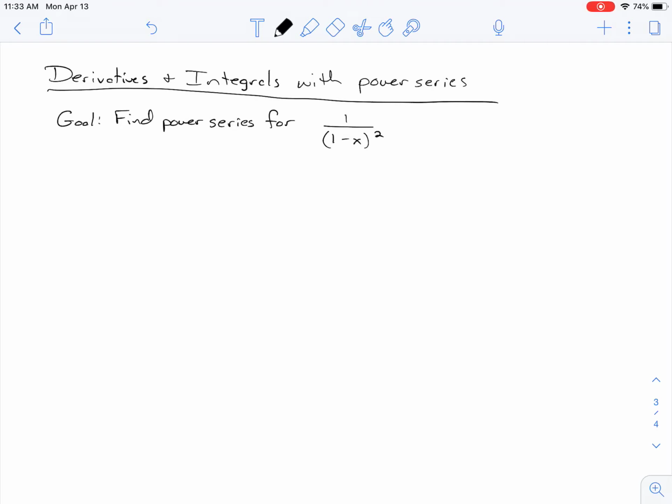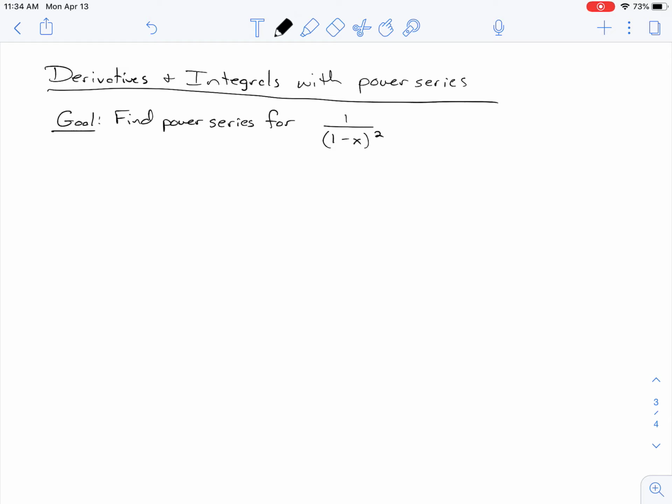All right, let's look at how to use derivatives and integrals with power series. The goal for this part is going to be to find a power series for this function here. Now, don't make the mistake of saying that this is 1 minus x squared. You can't just put the x squared inside. So how can we get this series? Because it's not quite the right form.